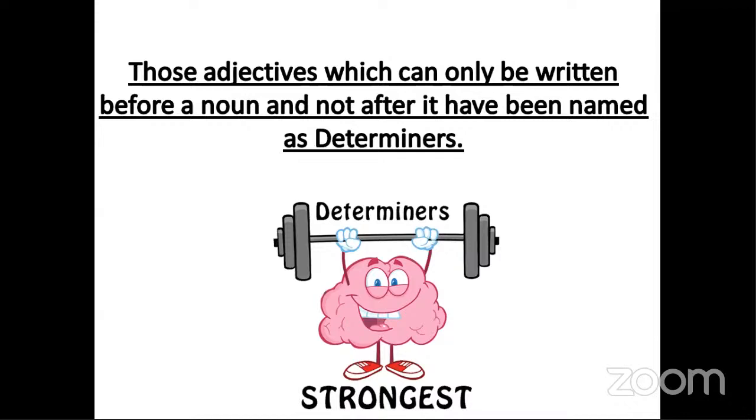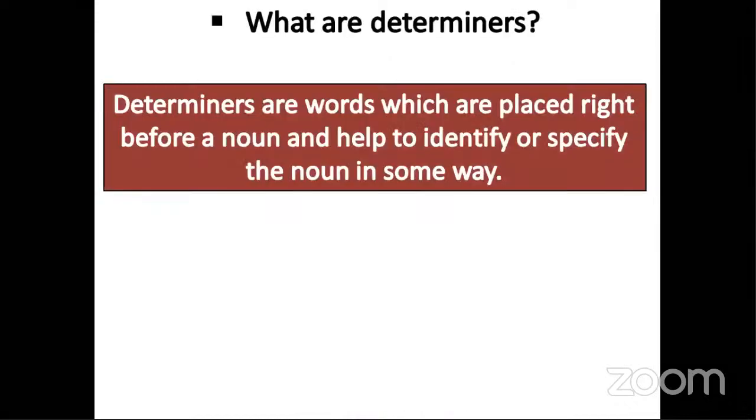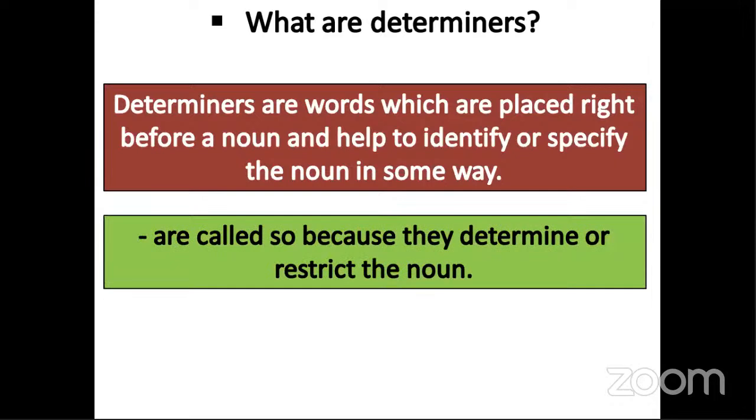Okay, let us now proceed. Now I hope you have got the idea of what is an adjective and what is the difference between an adjective and a determiner. Now we will go into the depths of determiners. We will understand its formal definition. One part you already got. What are determiners? Determiners are words which are placed right before a noun and help to identify or specify the noun in some way. Why are they called determiners? They are called so because they determine or restrict the noun. Let us look at a few more examples and we can understand it better.